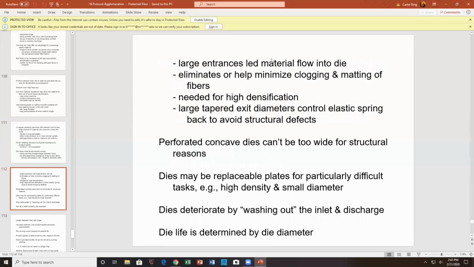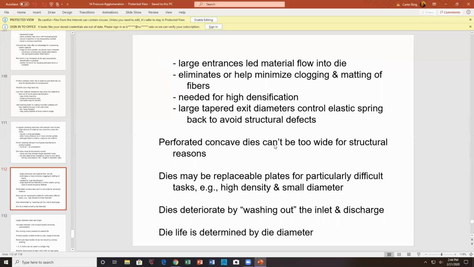Large entrances lead material to flow into the die, eliminating or minimizing clogging and matting of fibers. Now we've got fibers in the mix, needed for high densification. Large tapered exit diameters control elastic spring back and avoid structural defects. So I have large entrances for flow in, and large tapered exit diameters to control elastic spring back. So the die shape becomes an interesting thing to think about.